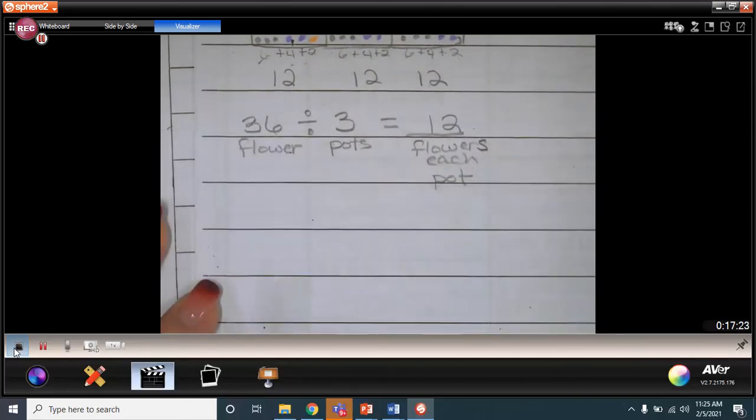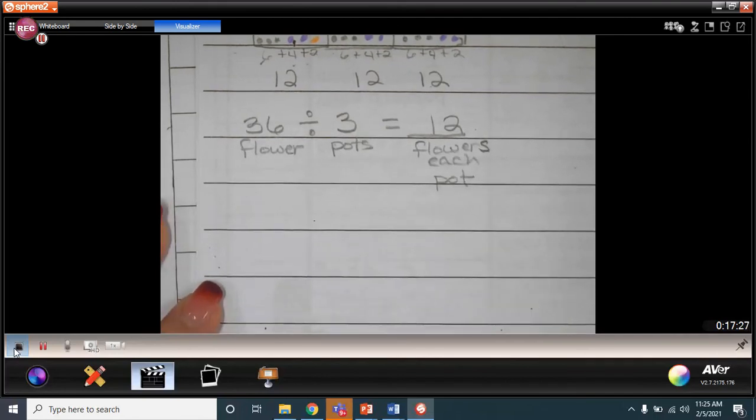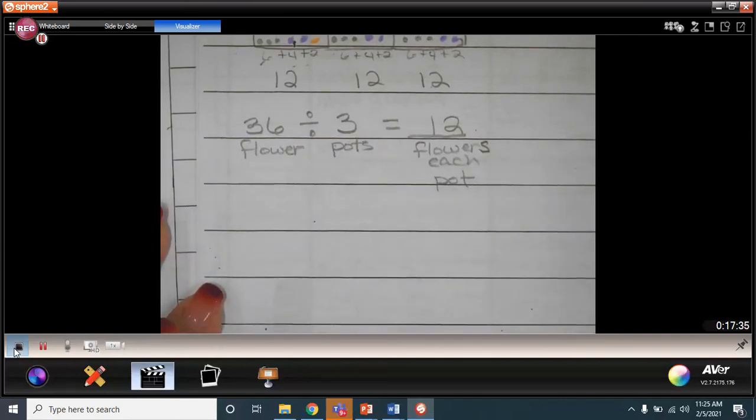So that's our DMA for today. Don't forget to go back into your discussion and make sure to put in those 2 equations that I asked you to write into your discussion that is about fact families.